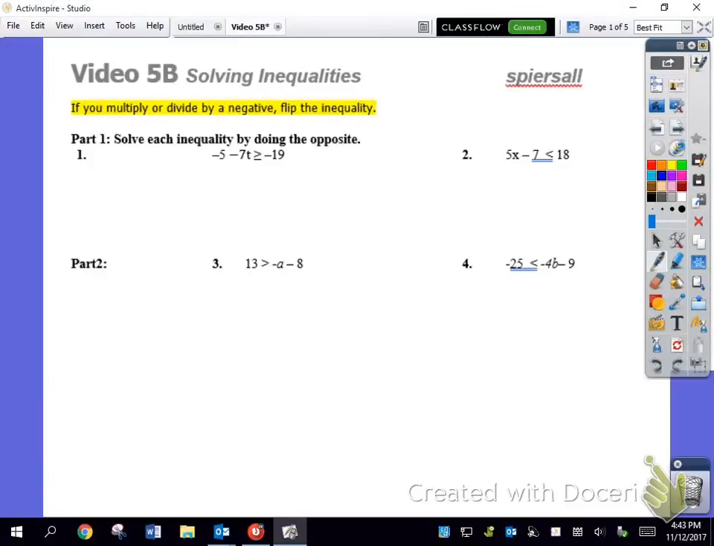Okay, we're going to start solving multi-step inequalities. So remember, whatever you do to one side, you do the opposite. And when you multiply or divide by a negative, then you have to flip the inequality. All right, so solve for t.